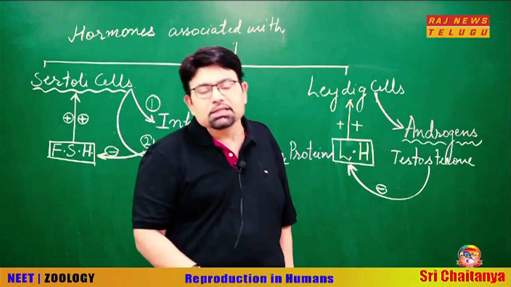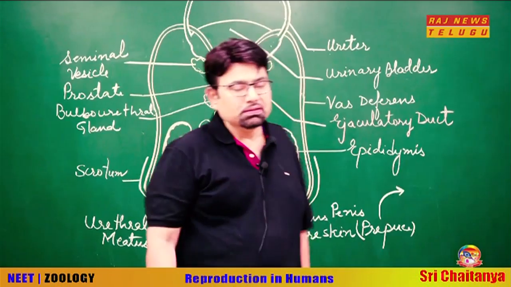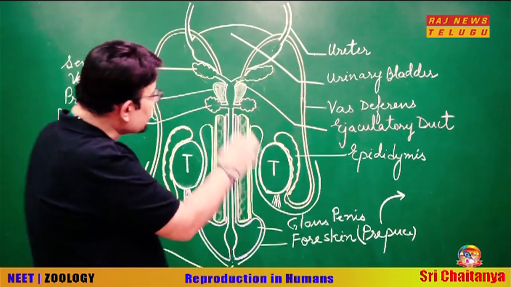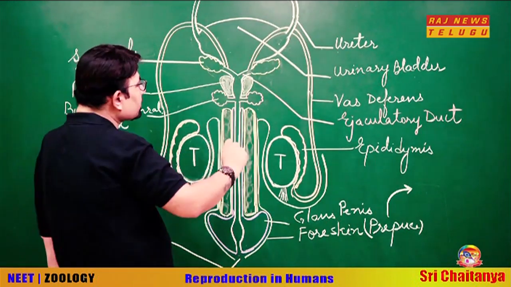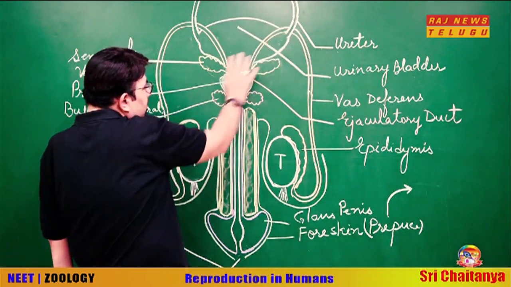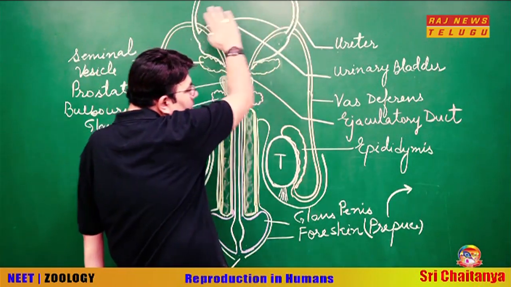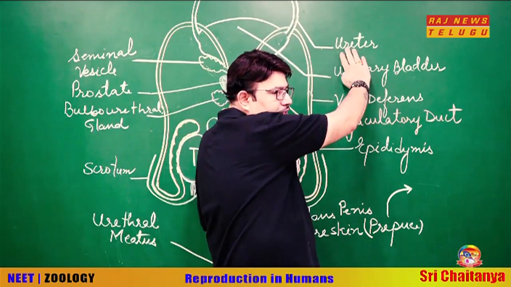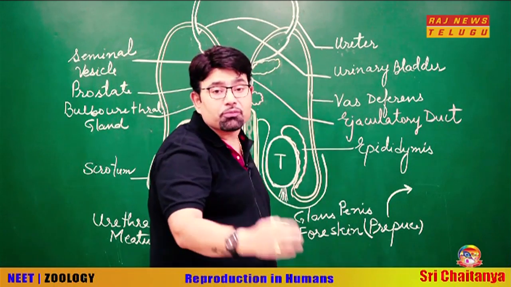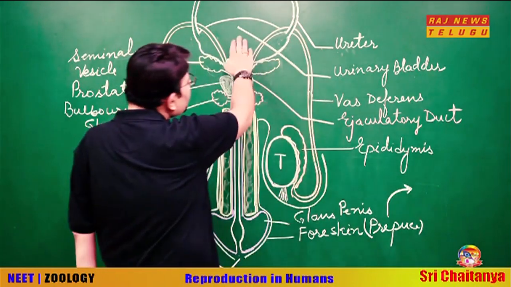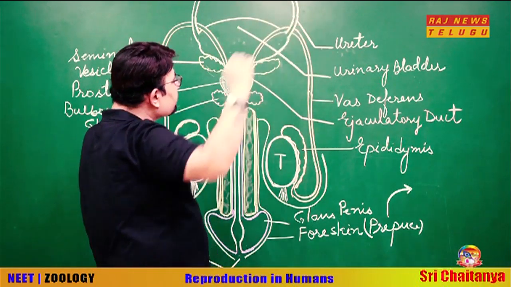Now, let us see the diagram of the male reproductive system. This is the diagram of the male reproductive system. Let's see each and every part very carefully. Now, this is the urinary bladder, and to the bladder are connected these two tubes. These are called the ureters. And recall what they do, they bring the urine from the kidney to the urinary bladder. So, we have a pair of ureters and one urinary bladder.